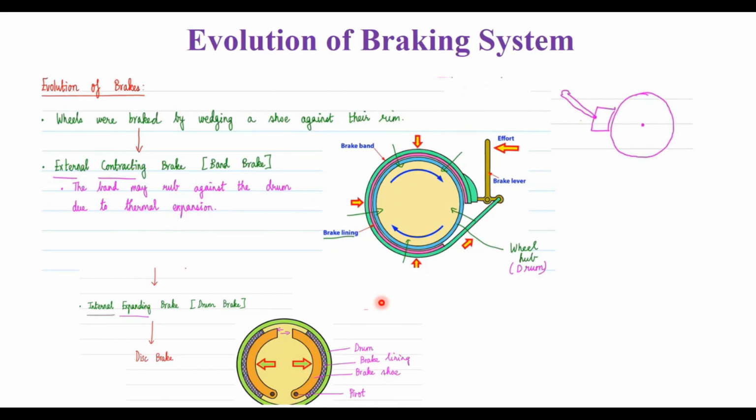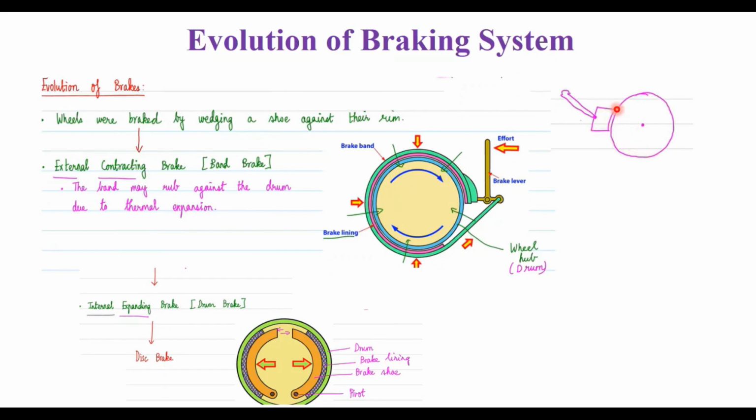And let's see the evaluation of the brake system, how the evaluation has happened. Initially, the wheels were braked by wedging a shoe against the rim. So assuming that this is the wheel rim, and this is the brake shoe, and this is the lever. So this is the mechanism of the initial brake system, where the wheels were braked by wedging a shoe against the rim.